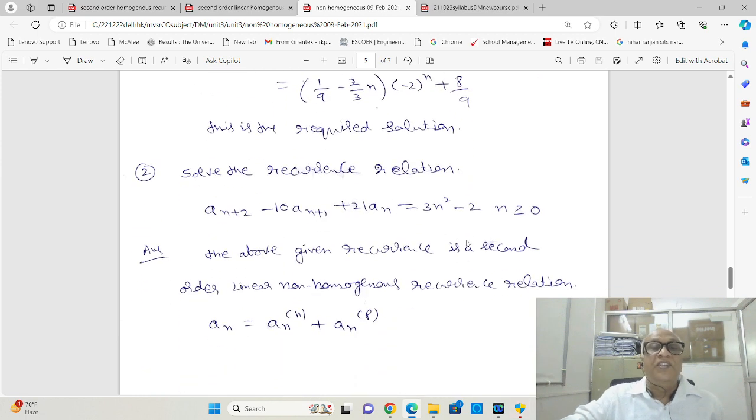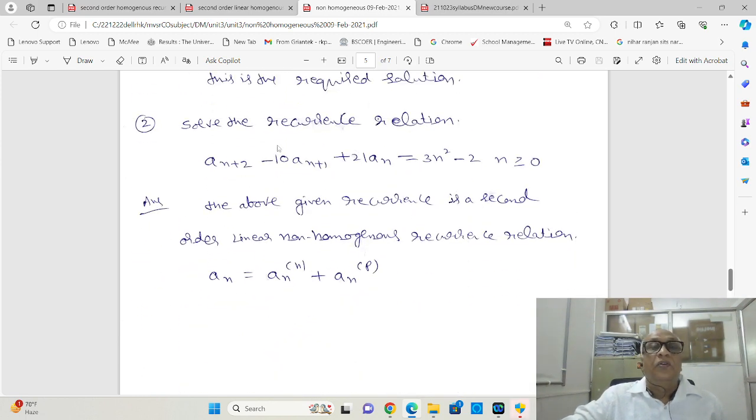We'll take one more example. Solve the recurrence relation a n plus 2 minus 10 a n plus 1 plus 21 a n is equal to 3n square minus 2. On the right side you can see it is not 0. As it is not 0, you know that this is a non-homogeneous one, second order.